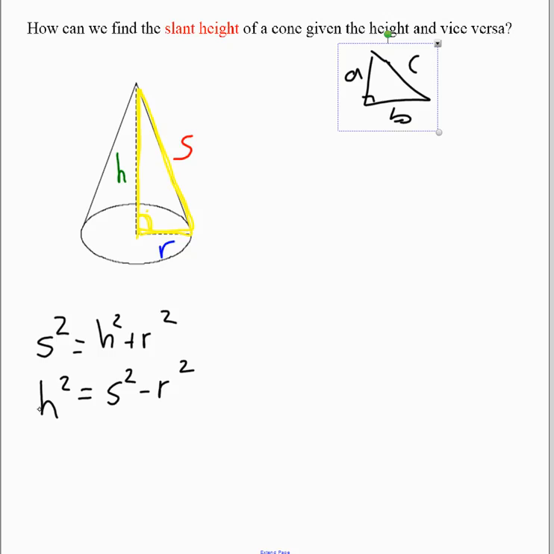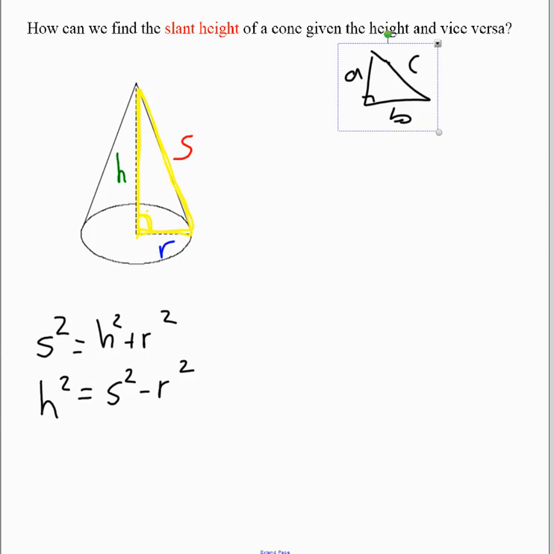So these two formulas can be used. What if I was given height and I need to find slant height? You would use that one. But what if I was given slant height and I needed to find height? You would use this one. Most of the time you're going to be given radius, but you're probably not going to be given both the height and the slant height. So you're going to have to use one of these formulas, which is just an adaptation of the Pythagorean theorem to be able to find a missing side.